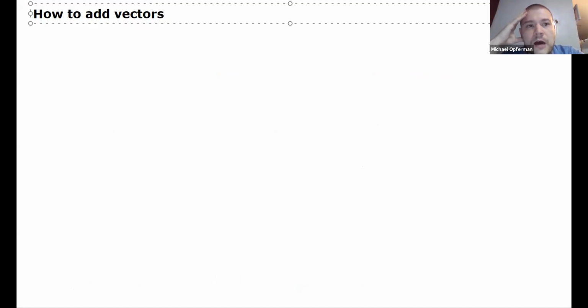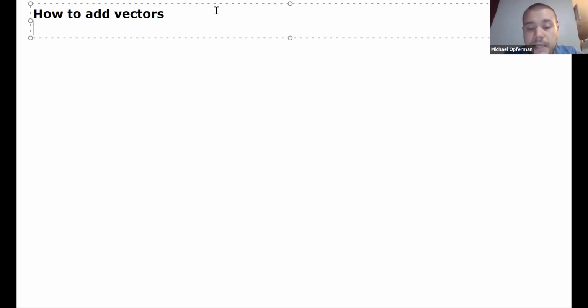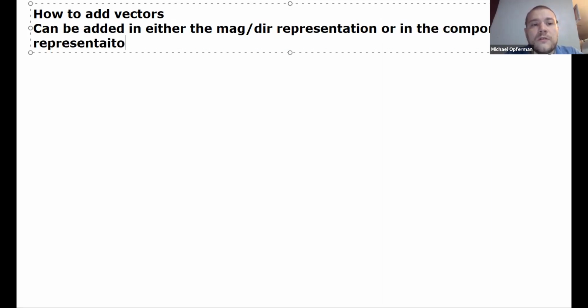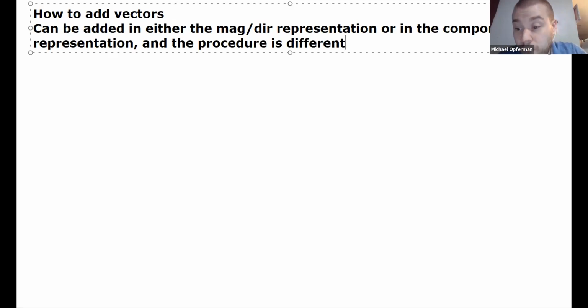class in general. So let's say you have two vectors and you want to add them to each other. How do you do it? Well, there's two methods. Just as there's two representations to how to represent a vector, there's two ways to add vectors. So they can be added in either the magnitude, direction representation, or in the component representation. And the procedure is different depending on how you want to do it.